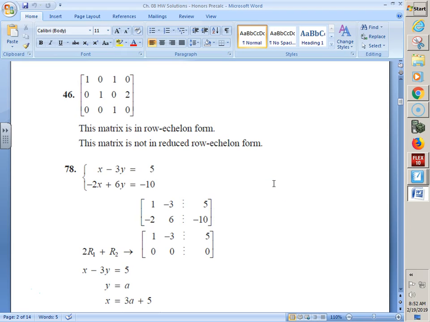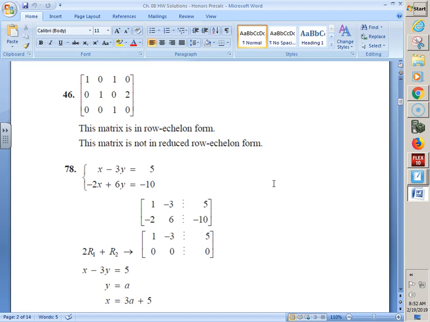Number 46. For every column where you have a 1 established, there need to be zeros everywhere else to be in RREF. So 1 zeros, 1 zeros, 1. So it's not in RREF because for this 1, we don't have only other zeros. So we can't say RREF, we can only say REF. 1s and zeros below, but for every 1, not every other element is 0.